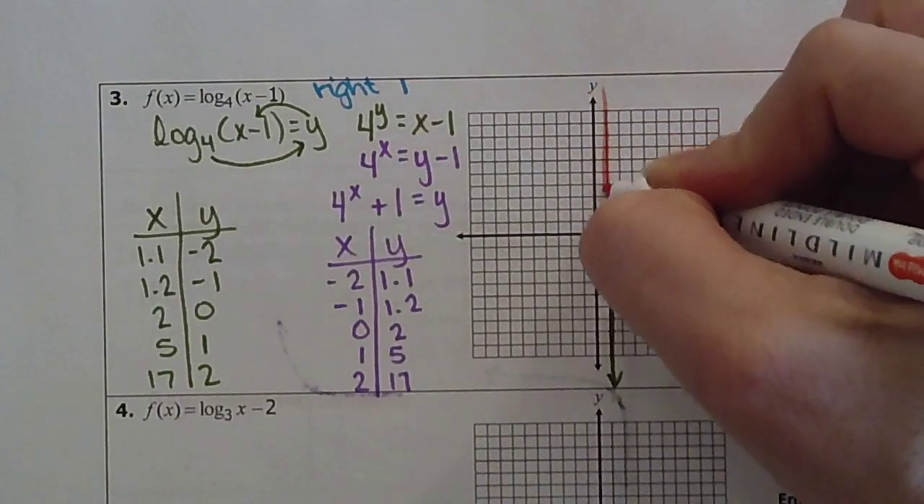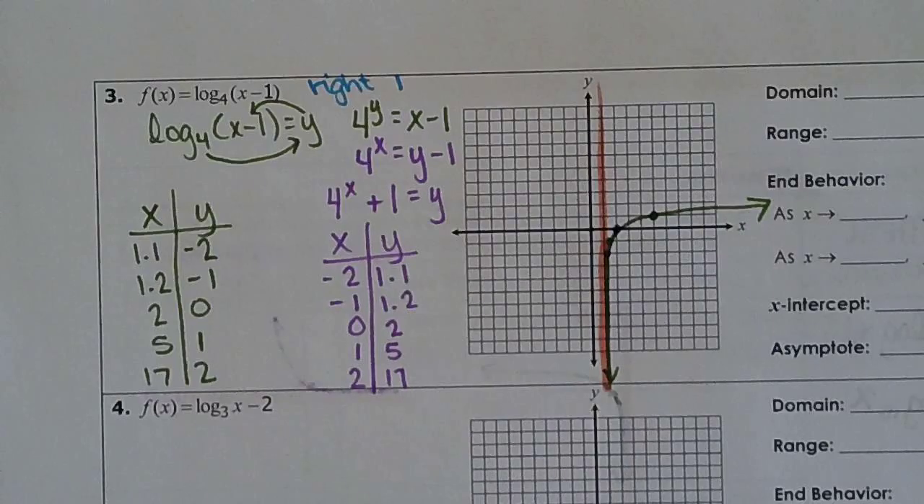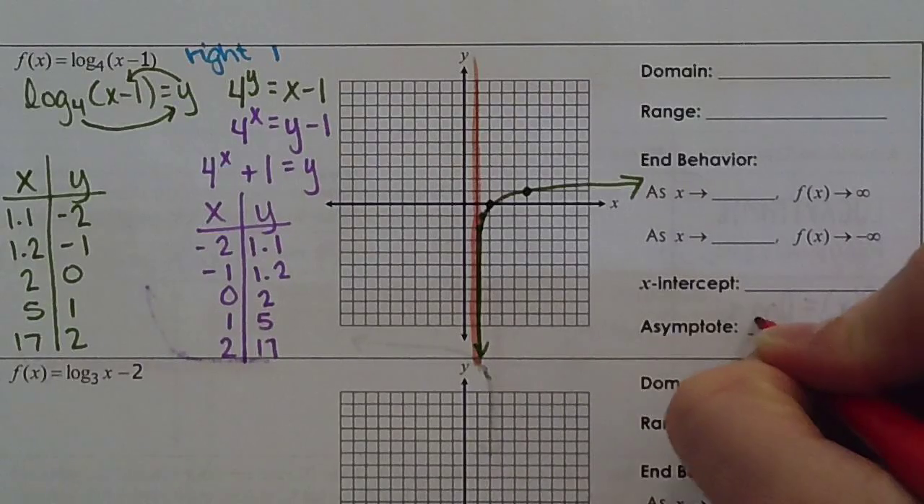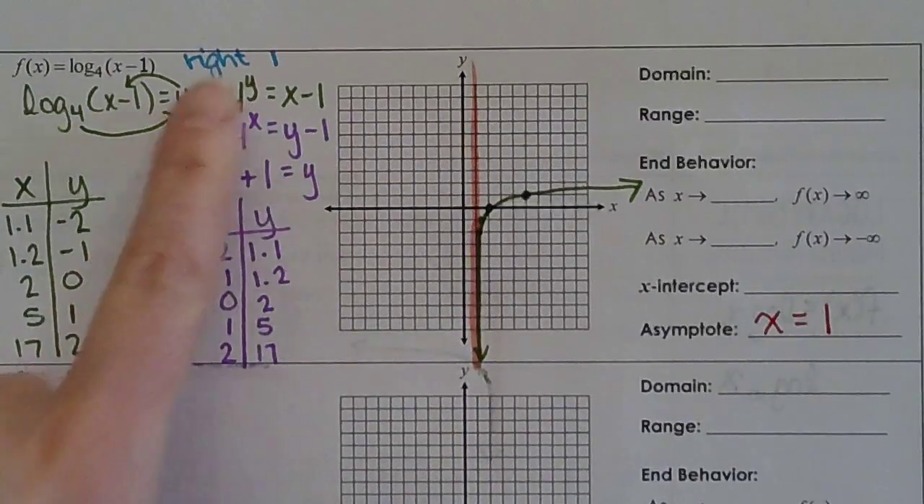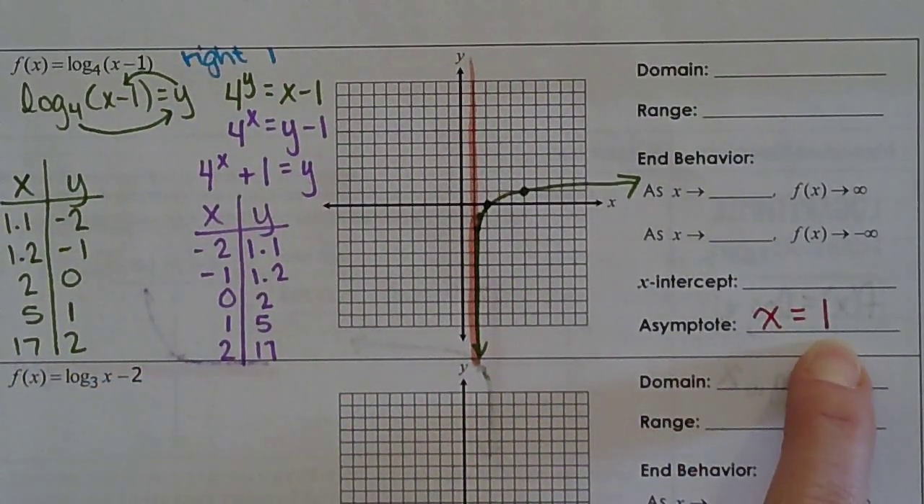When you take your quiz tomorrow, I don't care if you draw in the asymptote or not, it's not required, but I find it helpful. So here's my asymptote at x equals 1, which makes sense because we said we're shifting it right 1. This is shifted right 1.